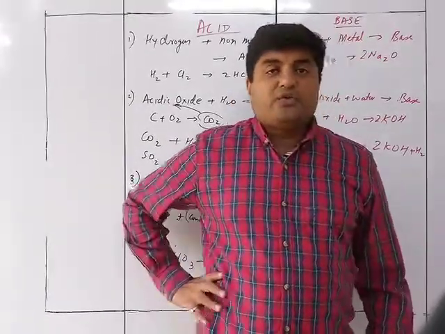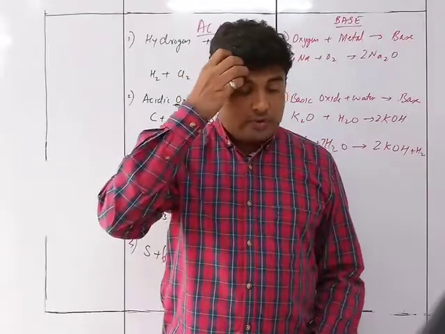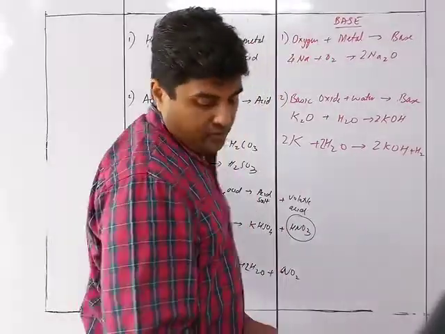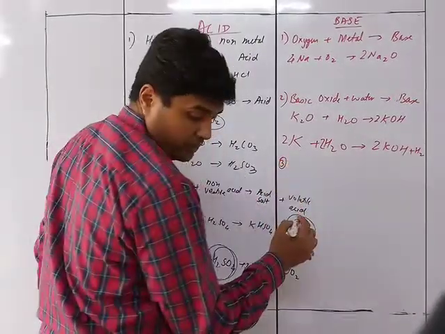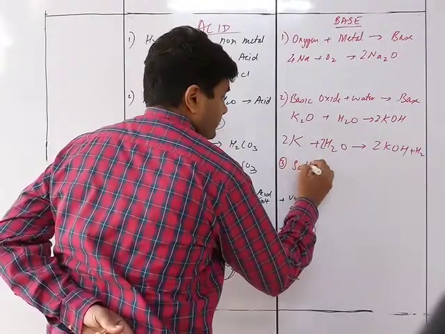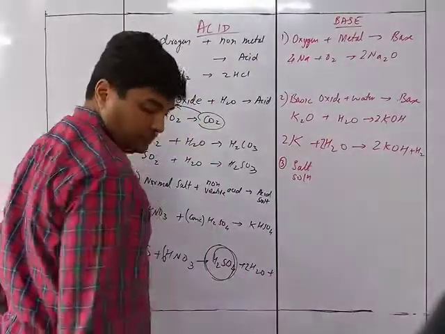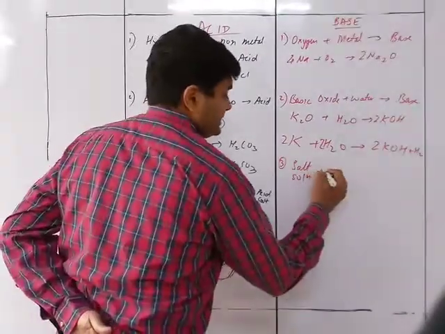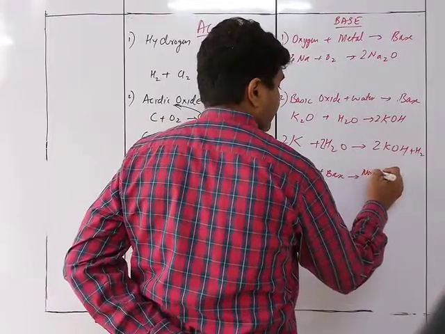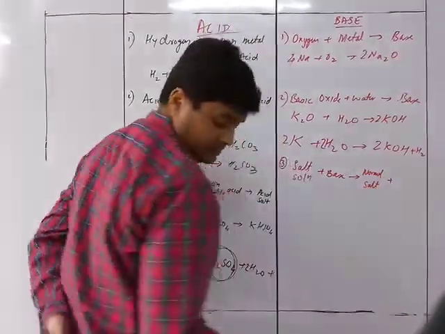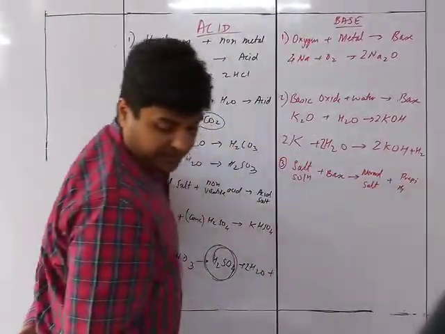The next one is base from salts. So we have salt solution plus base giving you normal salt plus a precipitate of basic hydroxide. The third one is salt. We have here a salt solution. Salt solution plus base is going to give me a normal salt plus the precipitate of hydroxide, or precipitate of basic hydroxide.